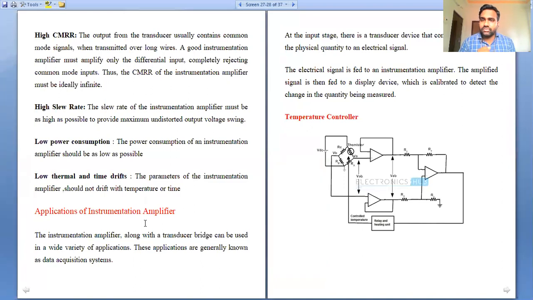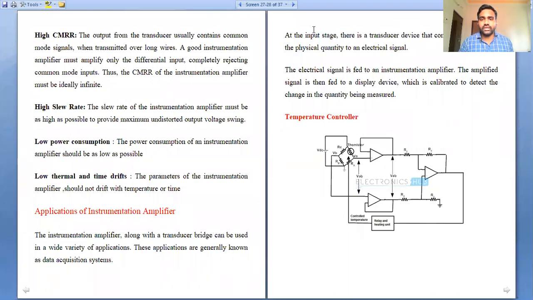The main purpose of the instrumentation amplifier is that it is a special arrangement. It is a combination of a differential amplifier and a buffer amplifier. It will measure physical quantities like moisture, temperature, and humidity; all types of physical quantities can be measured. It is constructed in a cascading mechanism.